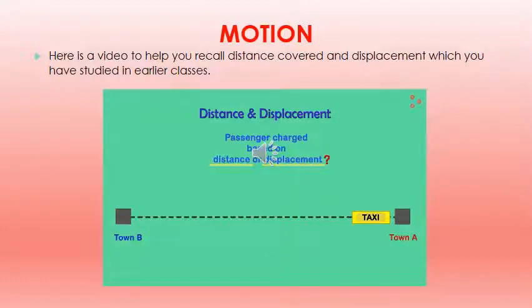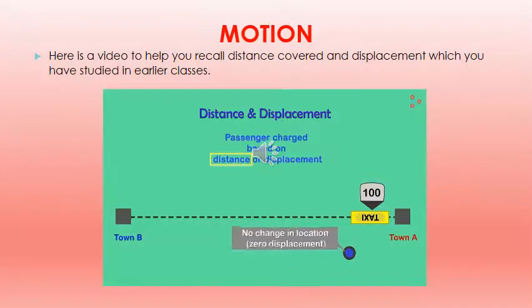Taxis charge passengers based on distance. If you go to the neighboring town and return in the same taxi, the taxi meter shows you the charge for the entire round trip. If you now try to explain to the taxi driver that you have had no resultant change in your location and hence you must pay nothing, it will not impress him much.